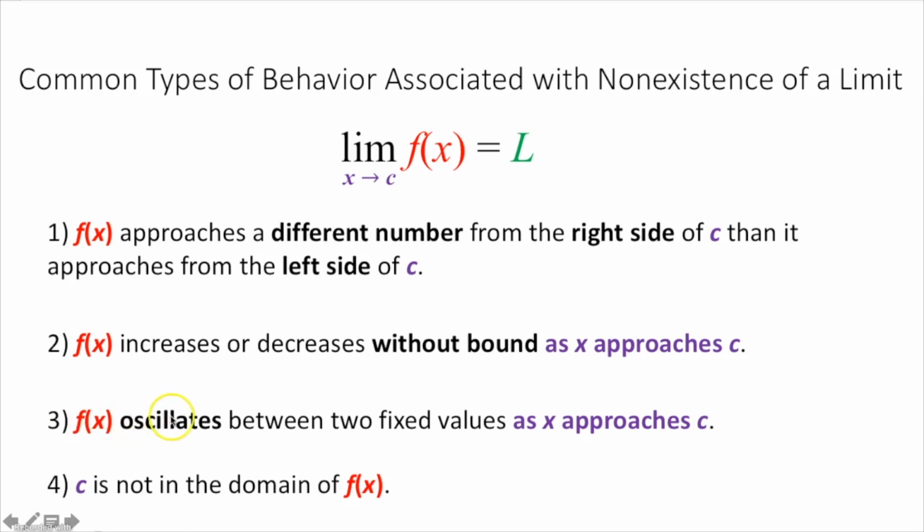Third, we have f of x oscillates between two fixed values as x approaches c. And we talked about this when we were talking about the definition of oscillate. We looked at cosine of 1 over x and sine of 1 over x, and we saw that it bounced back and forth between 1 and negative 1. And because it doesn't approach any particular y value, it keeps bouncing back and forth, the limit does not exist.